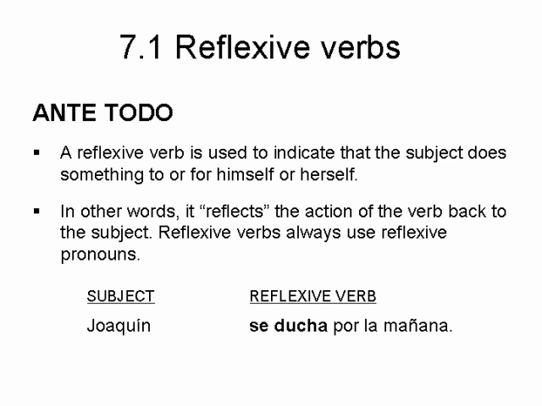Basically, what a reflexive verb does is it's used to indicate that the subject does something to or for himself or herself. For example, if I say, I wash my hands, it's understood in English at least that I do it myself. It's not that my mother is washing my hands for me. I'm doing it on my own. In other words, like it says here, it reflects the action of the verb back to the subject.